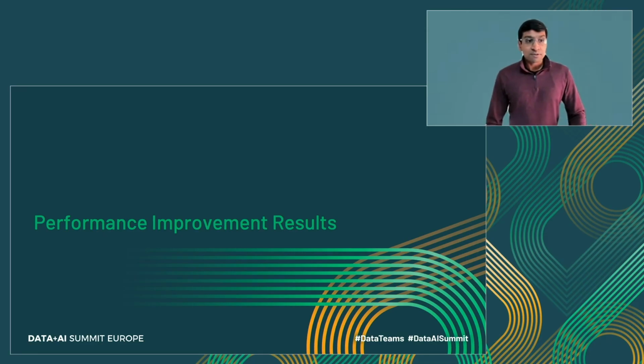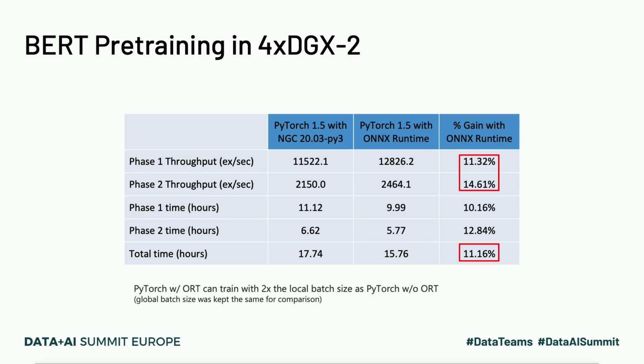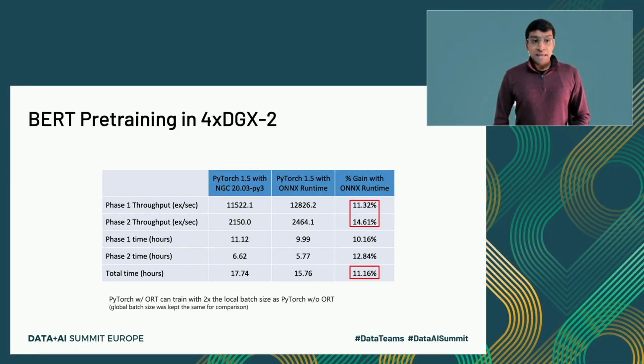Let's look at performance improvements observed in BERT pre-training with ONNX Runtime acceleration. This table compares ORT's performance for phase 1 and 2 of the BERT large model with PyTorch perf numbers on NVIDIA DGX2. When 4 DGX2, each with 16 GPUs, were used, the speedup was about 11% in total. That comes from the throughput increase of about 11.3% in phase 1 and 14.6% in phase 2. There was no change in the accuracy metrics between the accelerated and non-accelerated model training.